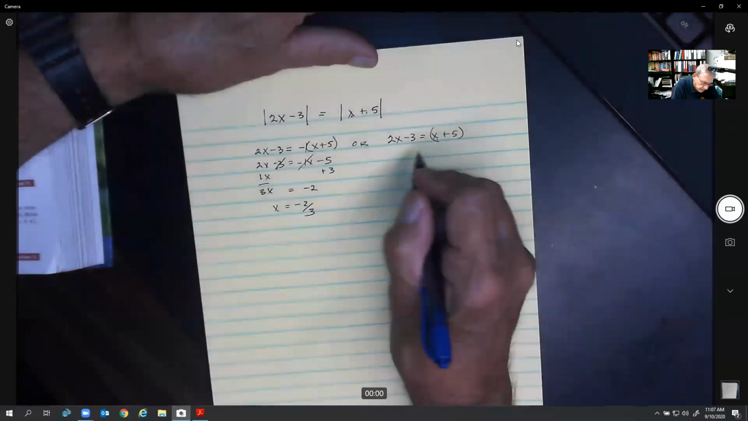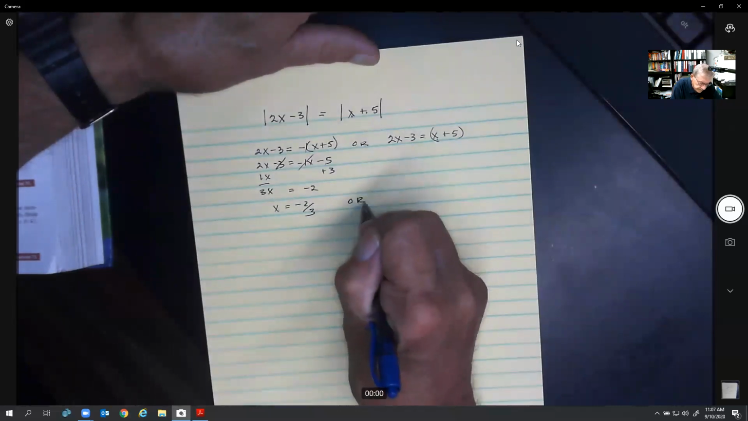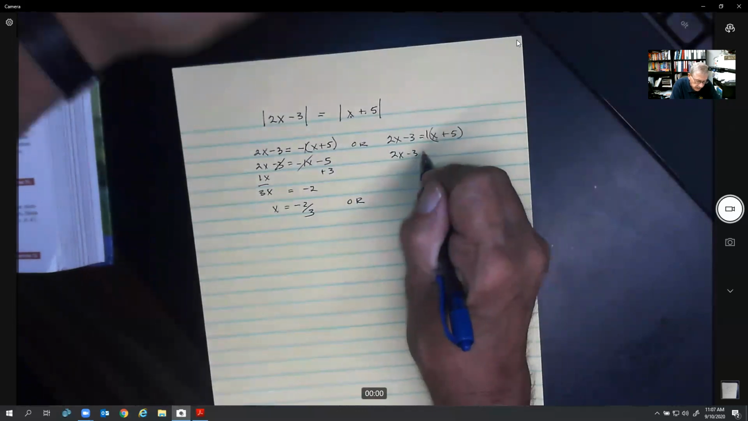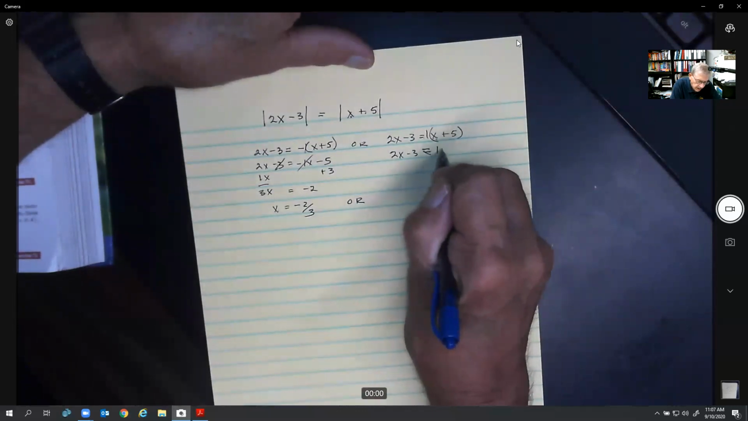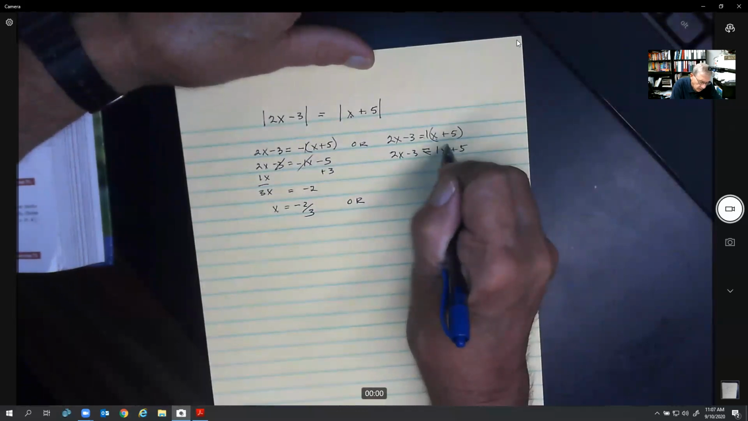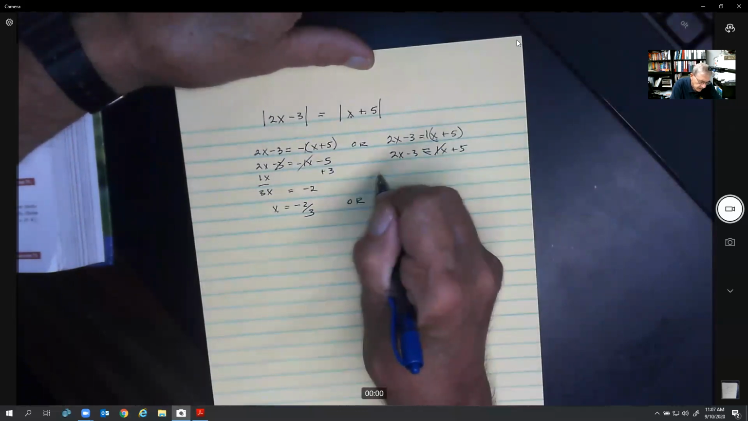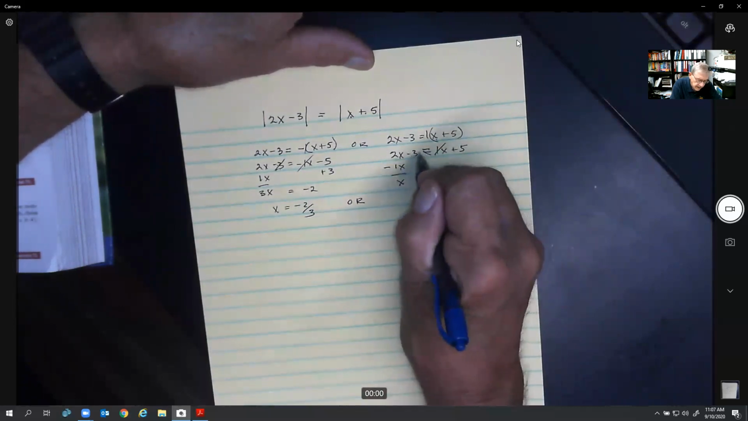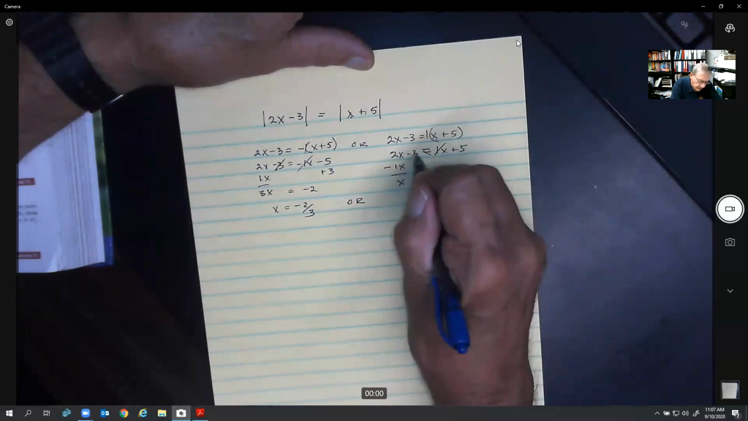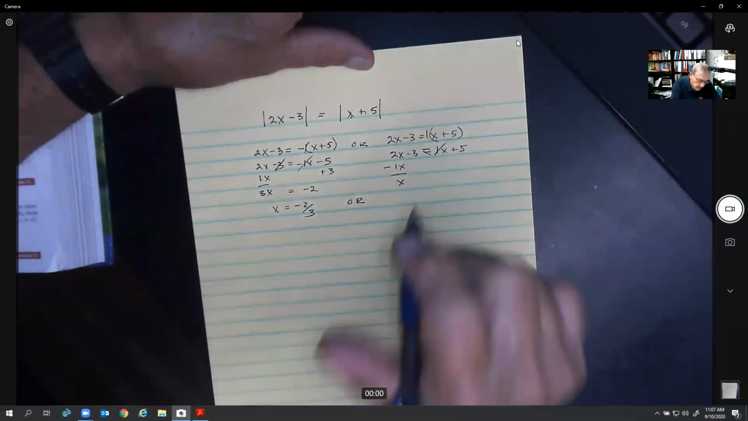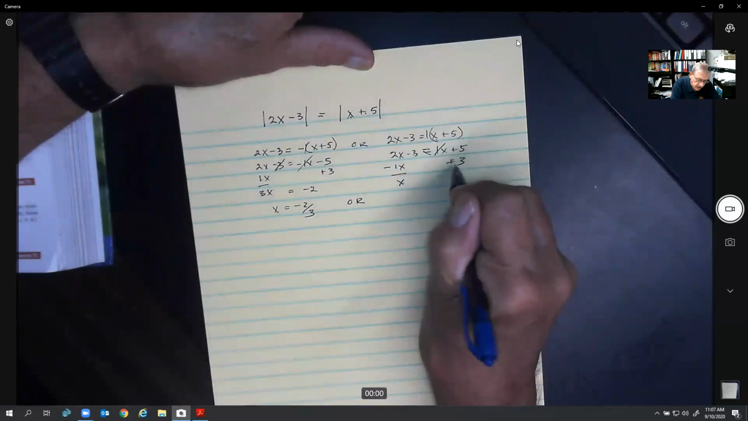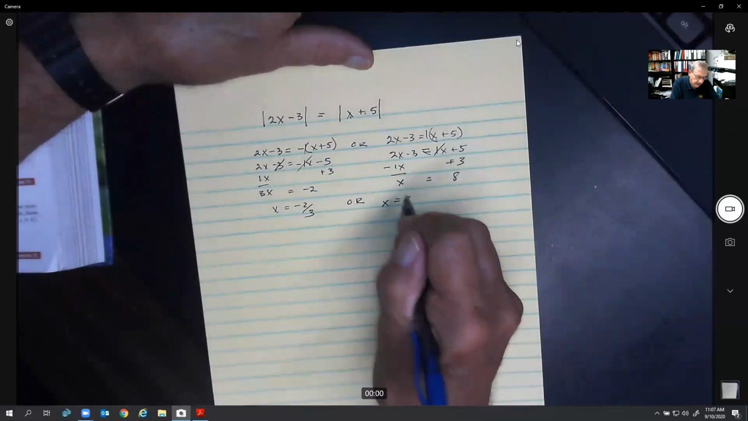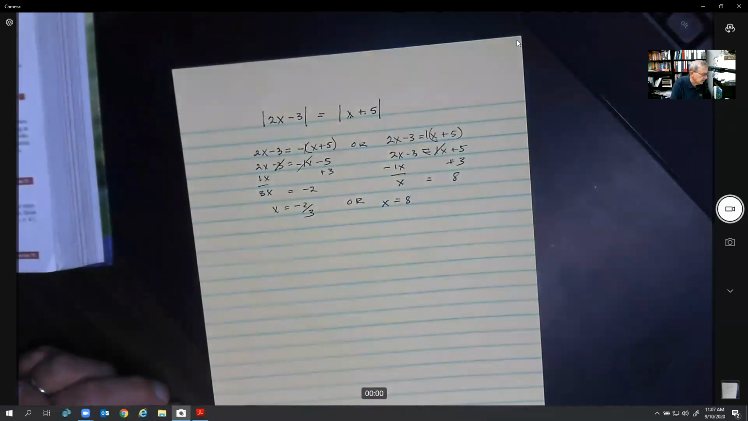Now the other answer would be 2x minus 3, I'm going to distribute a 1, nothing changes. 1x plus 5, bring the x over. This is now going to be a negative 1x. So that gives me x. And now I'm going to bring the negative 3 over. So that's going to be a positive 3, and that's going to give me 8. So x equals 8.